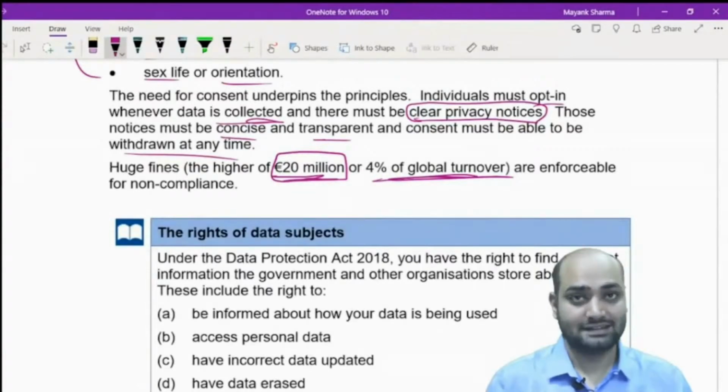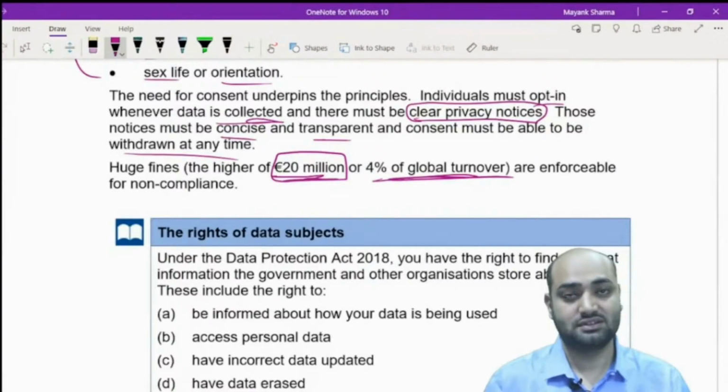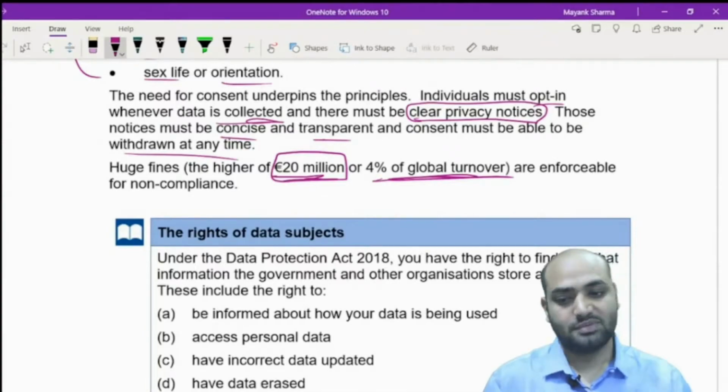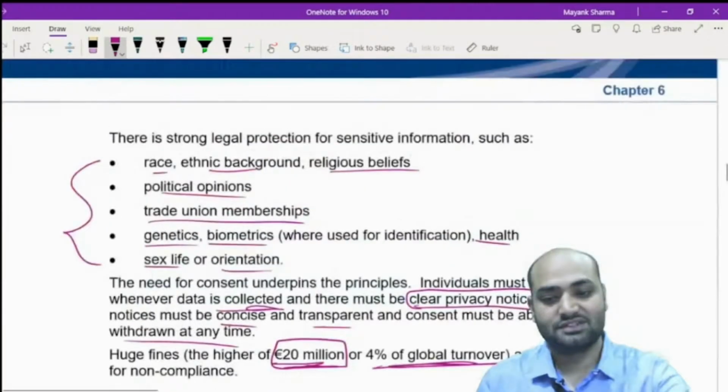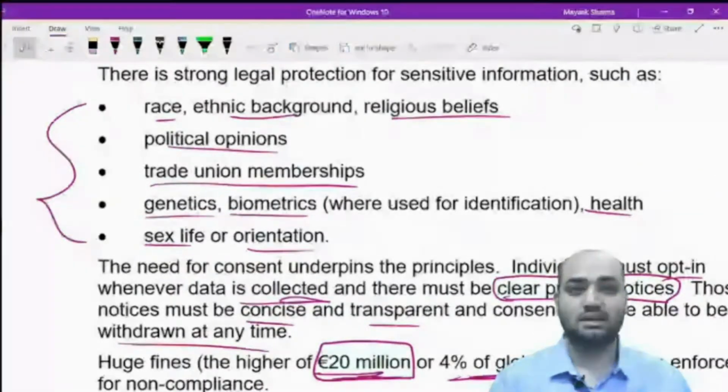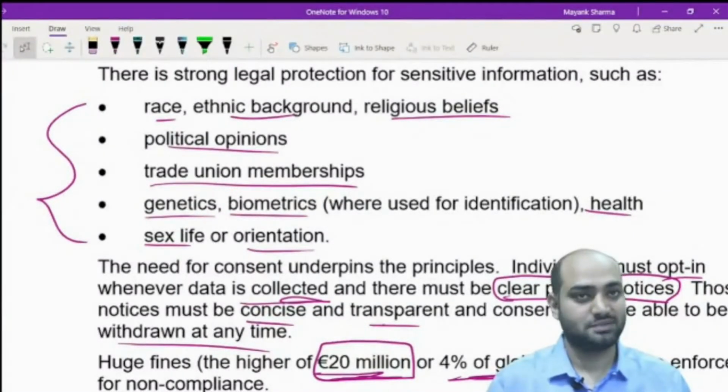And yes, European law is also very strict relating to data protection when it comes to data protection of users, or sorry, the customers or individuals, especially in these areas which I mentioned here, like race, ethnic background, political opinions, trade union memberships, genetics, biometrics, sexual orientations. All these things are to be kept in very strong legal protection.